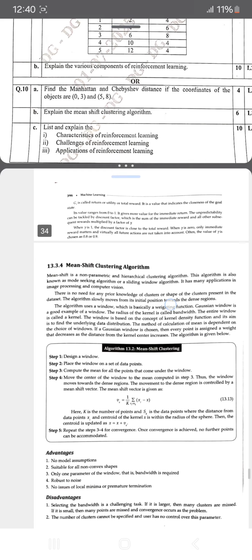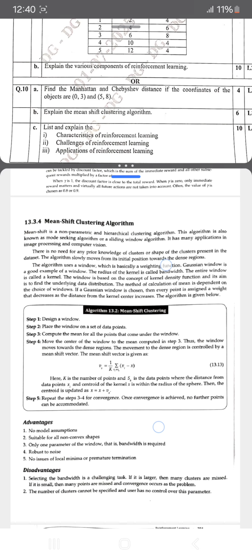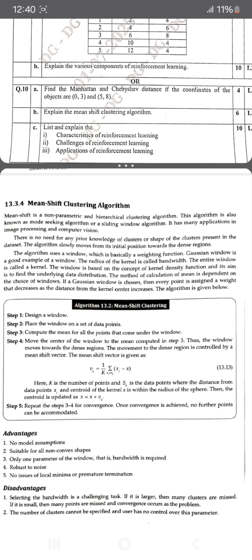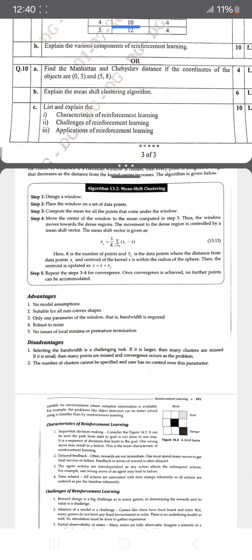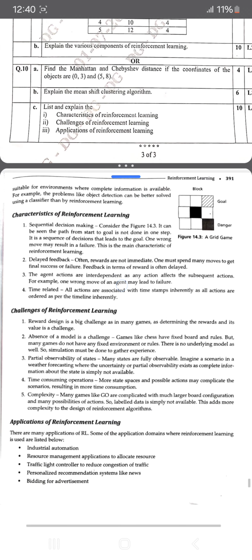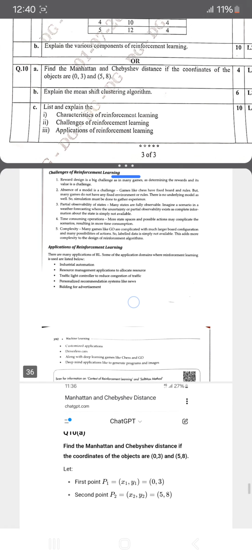Then explain the mean shift clustering algorithm. This is the mean shift clustering algorithm. There are 5 steps. Advantages, disadvantages, if possible you can write, or else you can leave it. Then list and explain the characteristics. See, characteristics, challenges and applications of reinforcement learning.